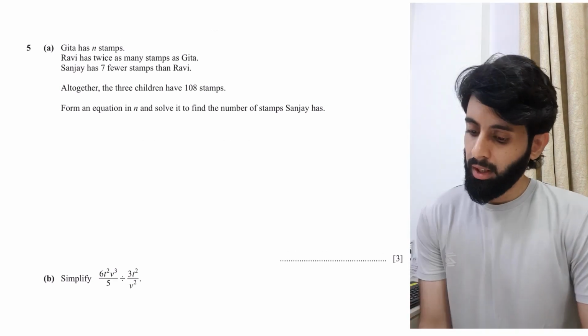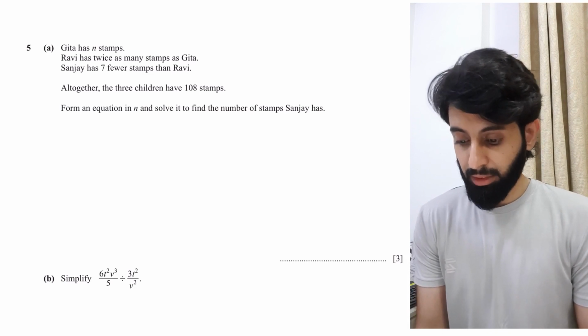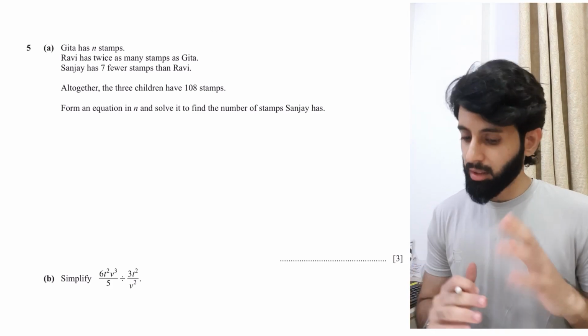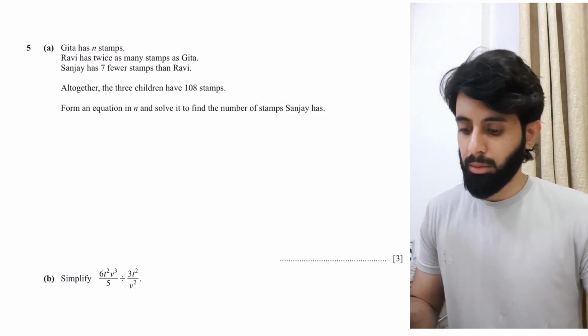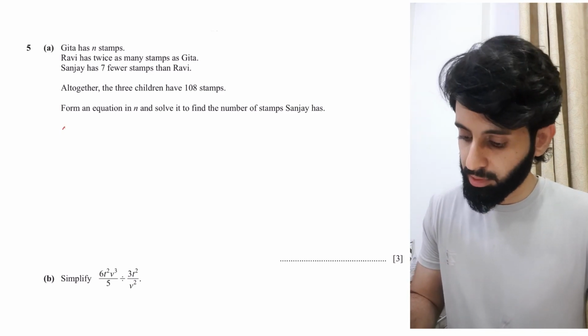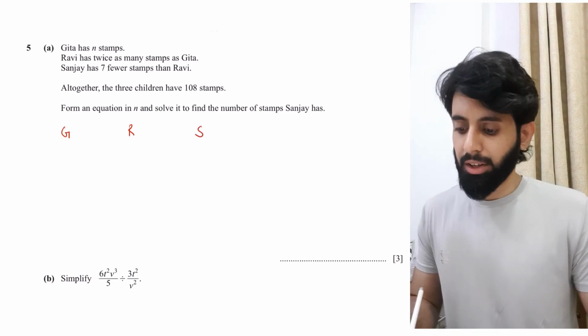Okay, so we have Geeta has n stamps, Ravi has twice as many stamps as Geeta, Sanjay has 7 fewer stamps than Ravi. Altogether, the 3 children have 108 stamps. So this is more like a logic word problem sort of a question. Okay, and again, for questions like these, you can't have a head-on approach. So you have Geeta, Ravi, and Sanjay. Okay, so I've just written their initials here.